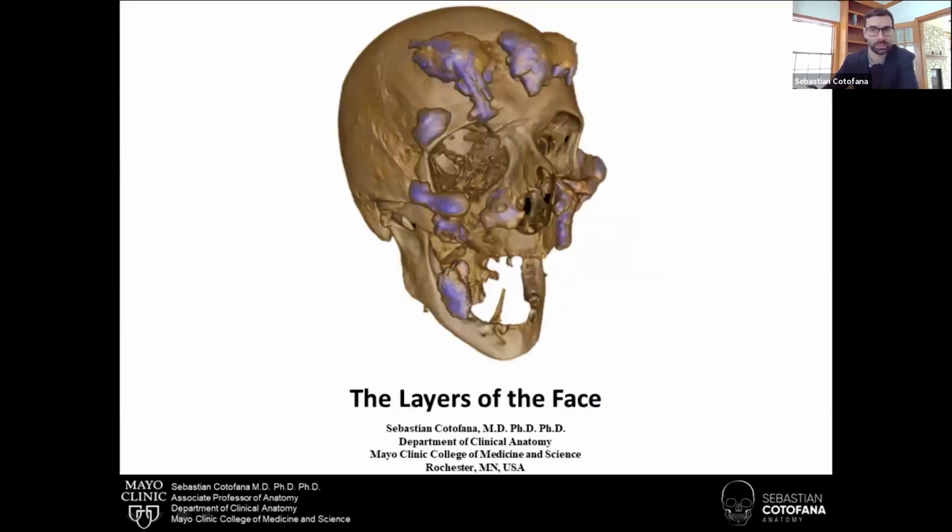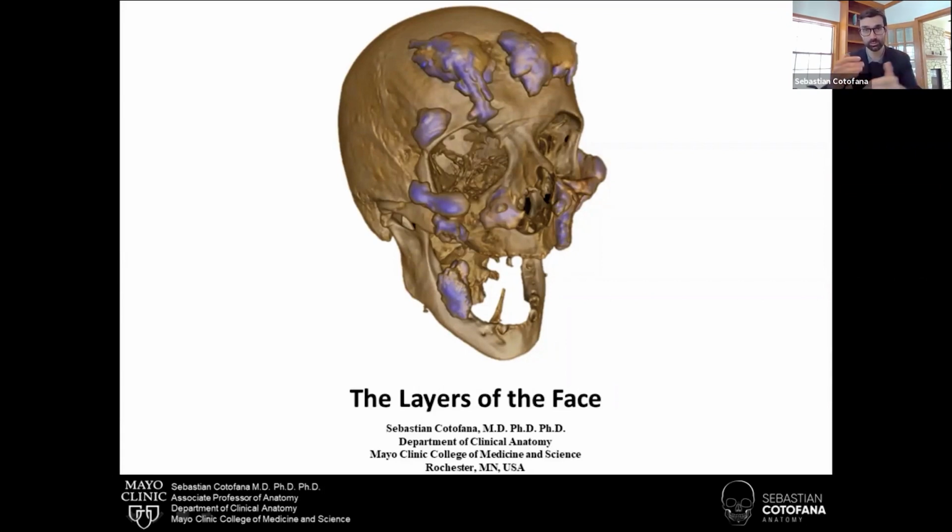This is the topic, layers of the face. The question is always, why is it important to know the layers of the face? One of the reasons is because the face is a three-dimensional structure. That means 3 dimensions, not only 2 dimensions like in most books where you just have one plane. What does 3 dimensions actually mean? It means that there's one layer, and below that there is another layer.